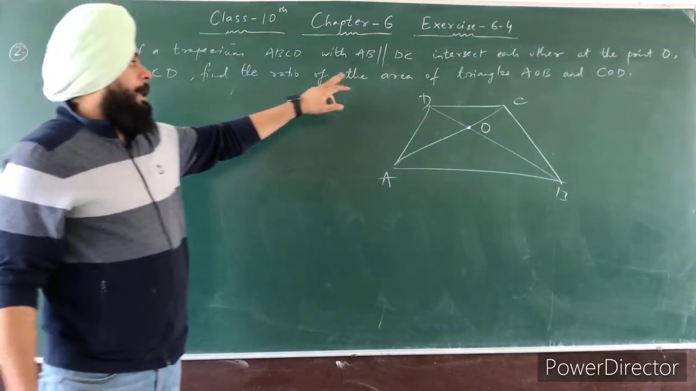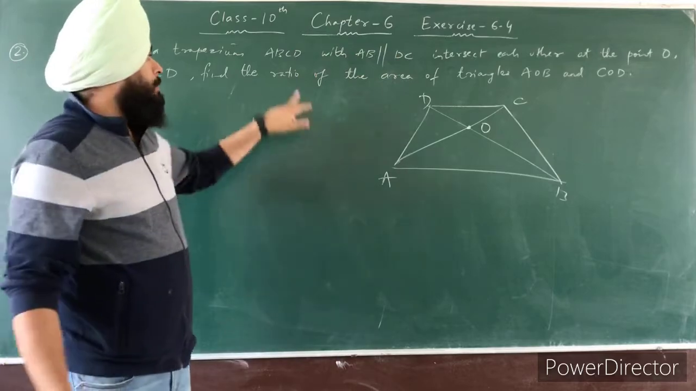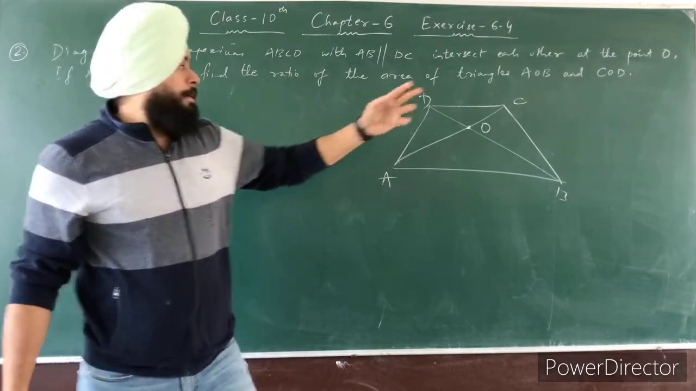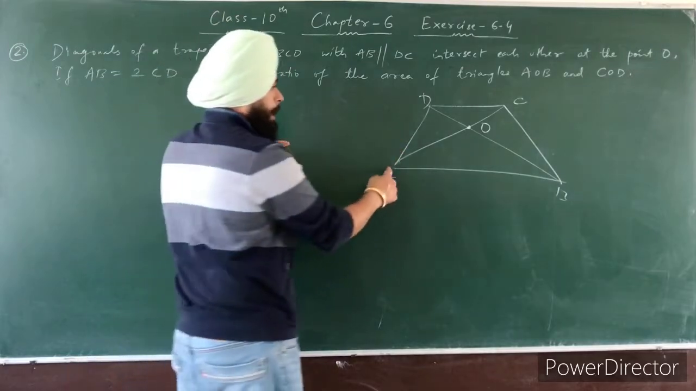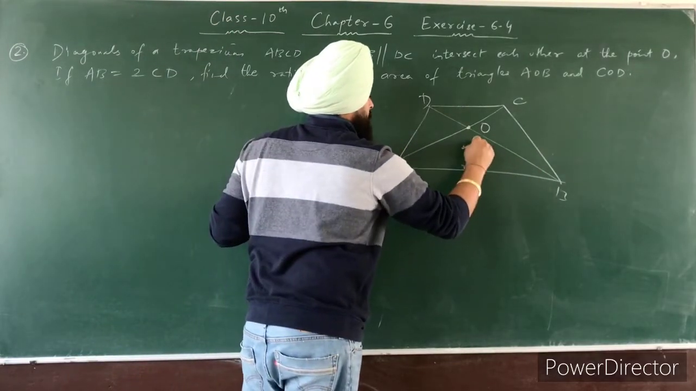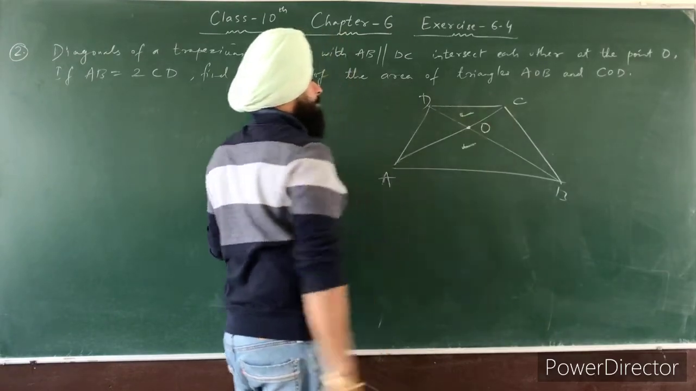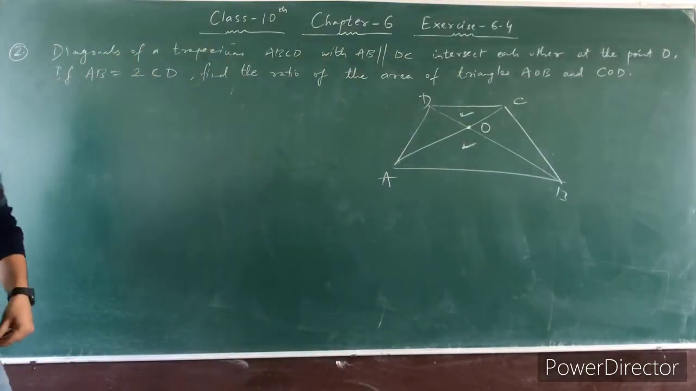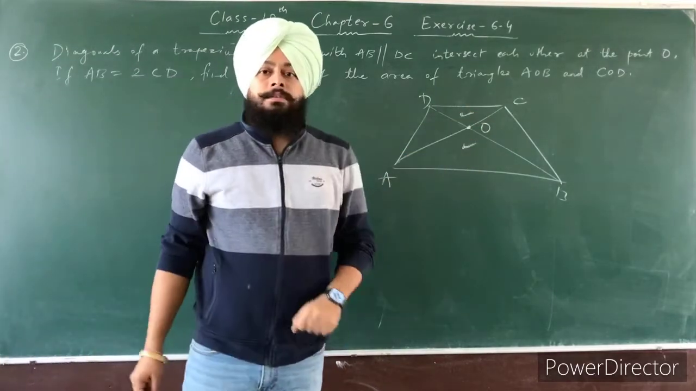Find the ratio of the area of triangle AOB and COD. You have to find the ratio of both these two triangles. So which one is AOB? AOB, this one. And which is COD? Find the ratio of their area. So first we have to prove these two triangles similar.